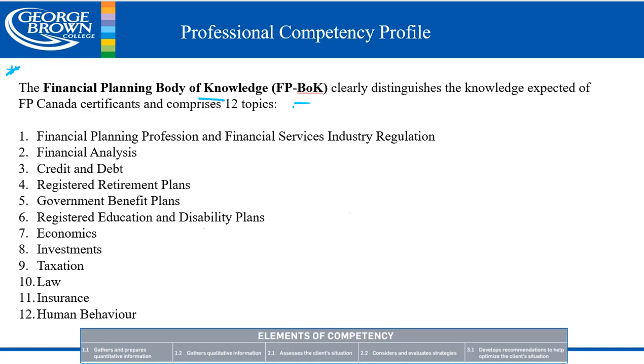In addition to the 6 financial planning areas, we also want to concern ourselves with the financial planning body of knowledge, the FPBOK, and that distinguishes the knowledge expected of FP Canada certificates and comprises 12 topics. Number 1, financial planning profession and financial services industry regulation. 2, financial analysis. 3, credit and debt. 4 and 5 are registered retirement plans and government benefit plans. We see we cover that really in the video on retirement. Then you've got registered education and disability plans, economics, investments, taxation, law, insurance, and human behavior.